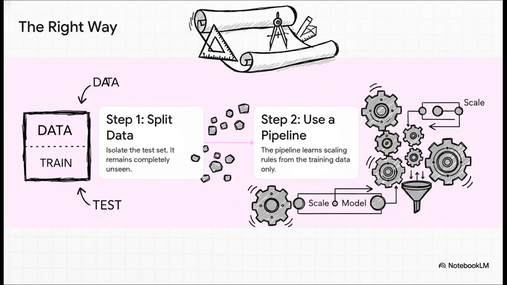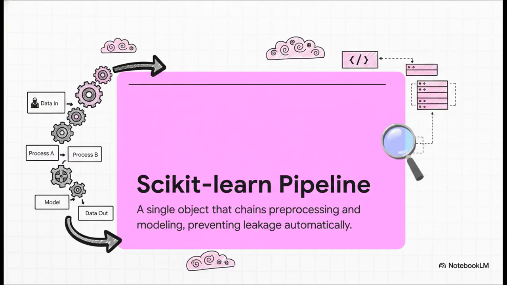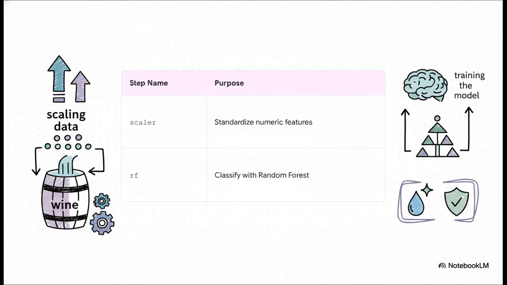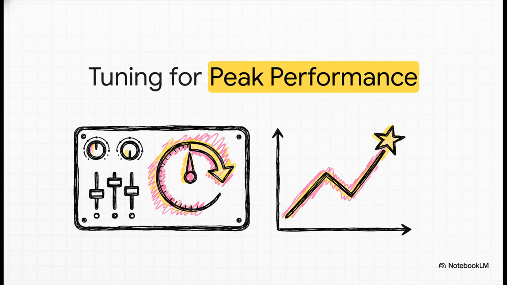You split the data first and then use a pipeline to handle the rest. So what's a pipeline? It's a pro tool that chains all your steps together, which prevents any leaks. For our wine model, the pipeline is simple. First, it scales the data. Then, it trains the model. Safe. Okay, part three. Our process is leak-proof.